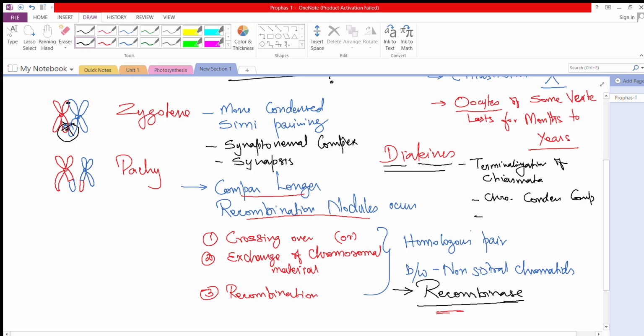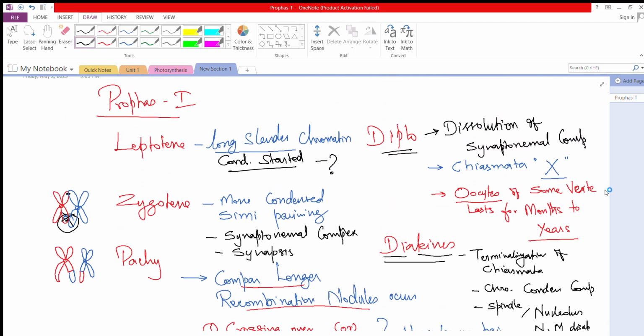Then the spindle fibers. Spindle fibers will come, which originate from the centromere, that is the two poles of the cell. Further, the nucleolus and nuclear envelope will disappear. Nucleolus and nuclear envelope, nothing but membrane. Nuclear membrane will disappear. So, learning about these 5 points is very important under Prophase 1.